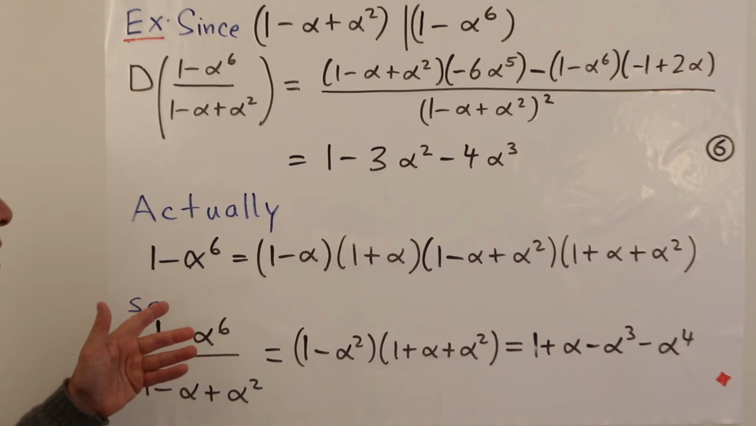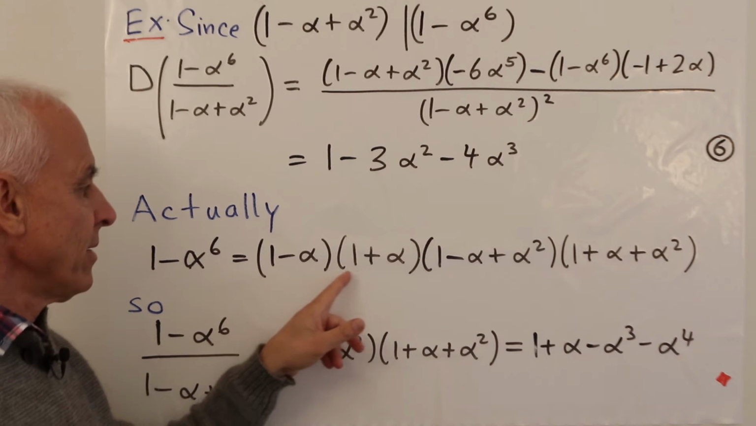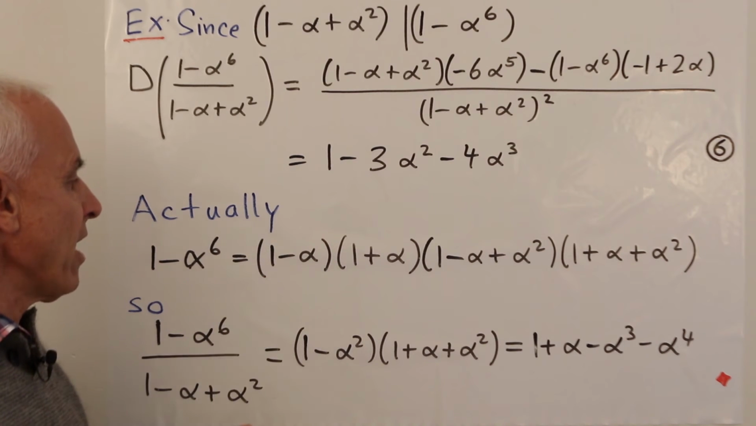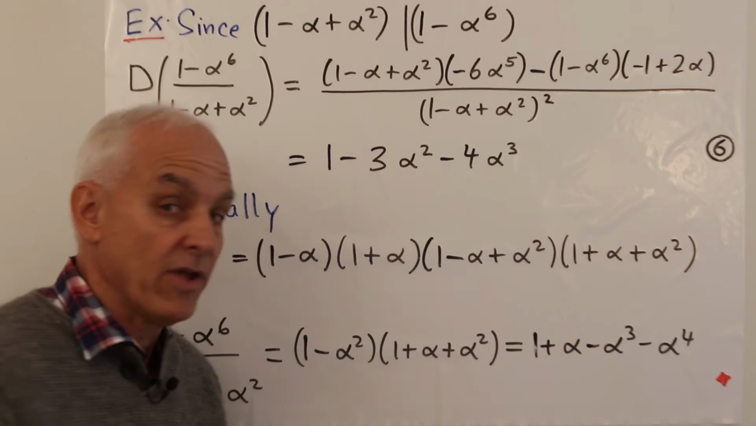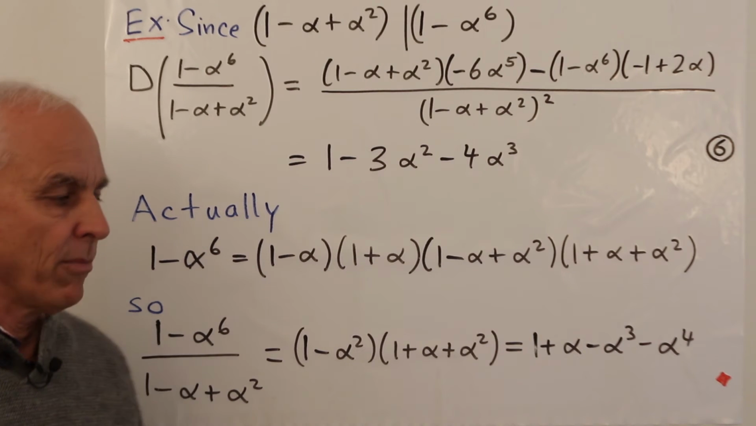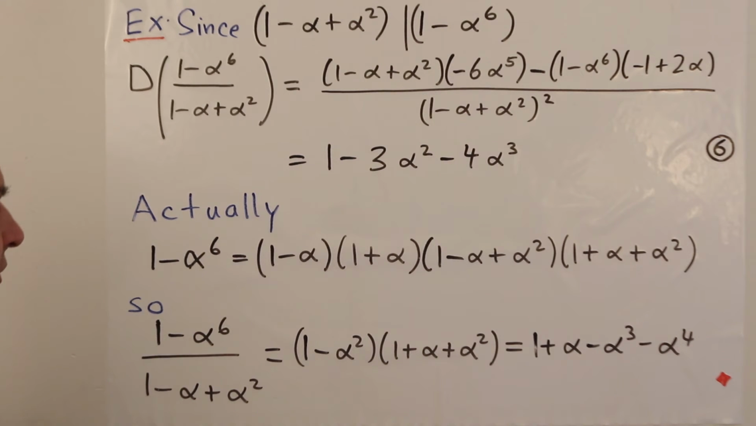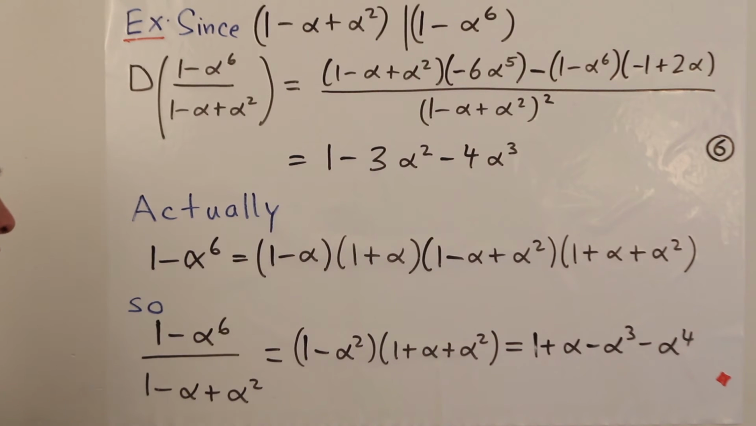Now, to understand this division here, 1 minus alpha to the 6 actually has a decomposition in terms of irreducible factors. It's actually the product of 1 minus alpha times 1 plus alpha times 1 minus alpha plus alpha squared times 1 plus alpha squared. And this is kind of a special case of quite an important family of polynumbers, the 1 minus alpha to the n, that we'll have more to say about at some later point in the courses. But anyway, this shows you that indeed 1 minus alpha plus alpha squared does divide this, so justifying this.